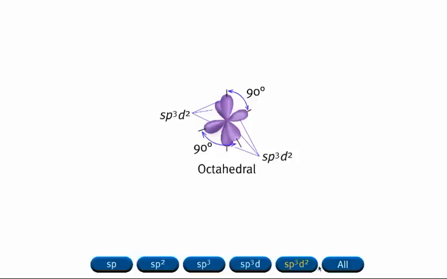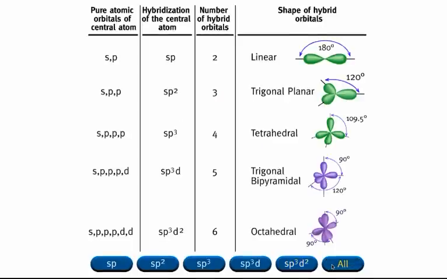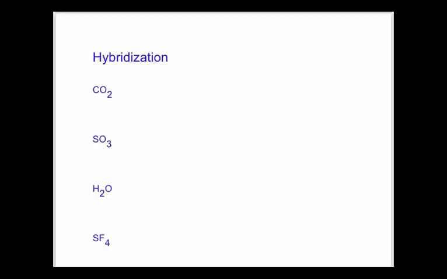And then finally there's a chart that I'm going to show you, which summarizes the information that we've talked about. The chart has all of the types of hybridization, the orbitals that make up that hybridization, and the shape that corresponds to those. Okay, so now we'll look at SO3.